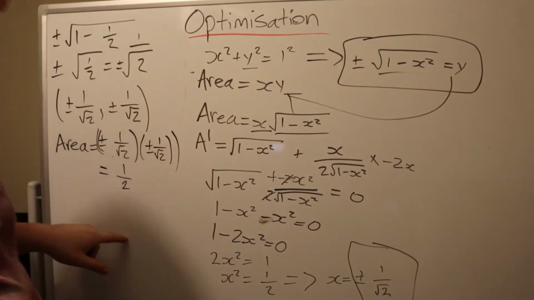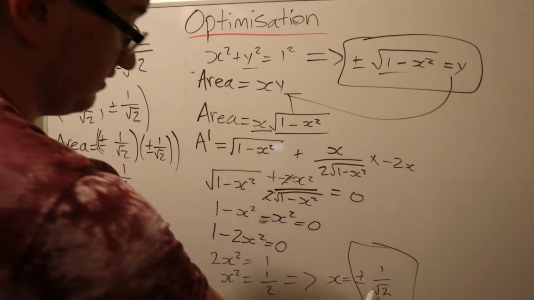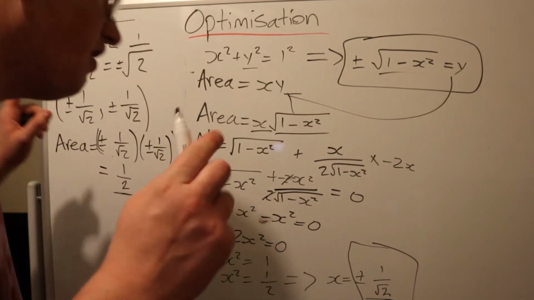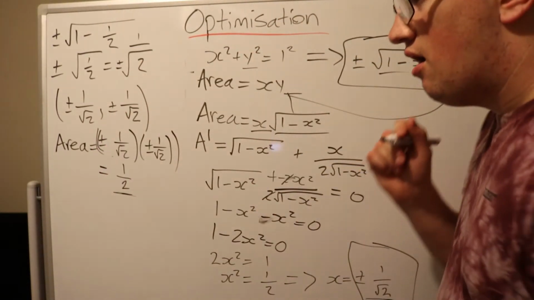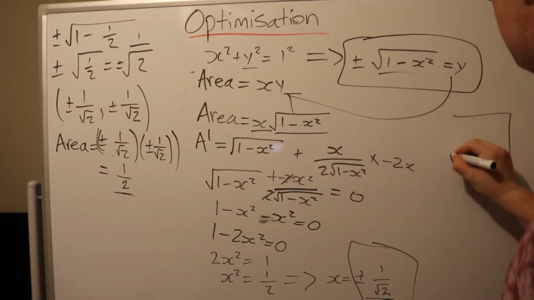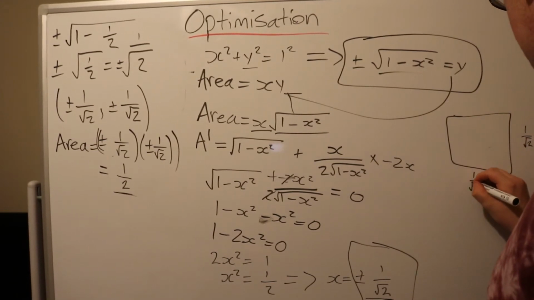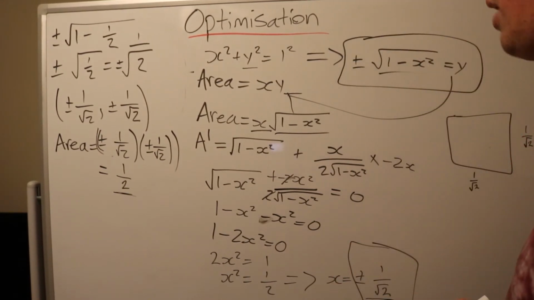Okay? So the area for any of these possible x's will still give a half for the area of our rectangle. But because x is equal to y, what can we denote that as? Well, we can denote that as being a perfect square, because we have 1 over root 2 and 1 over root 2 as our lengths. Okay, and that is it.